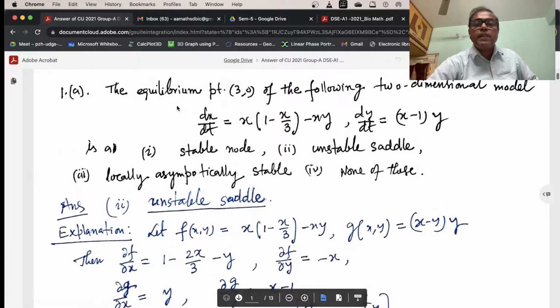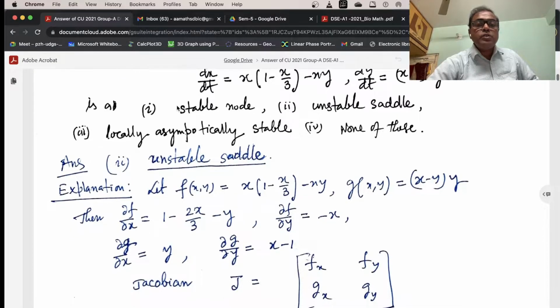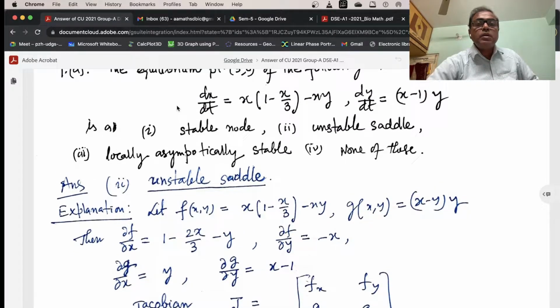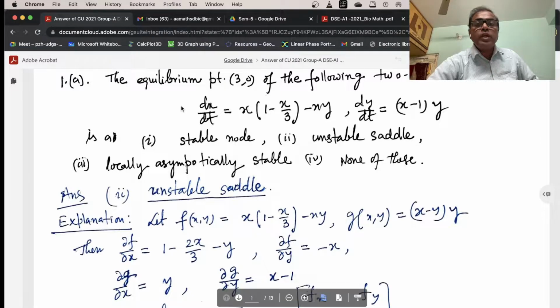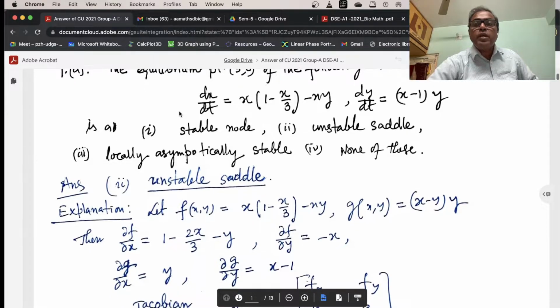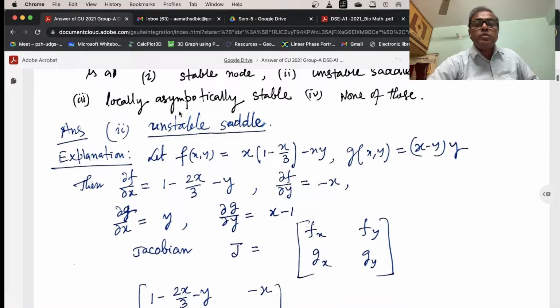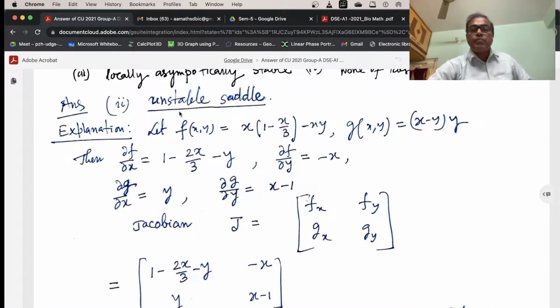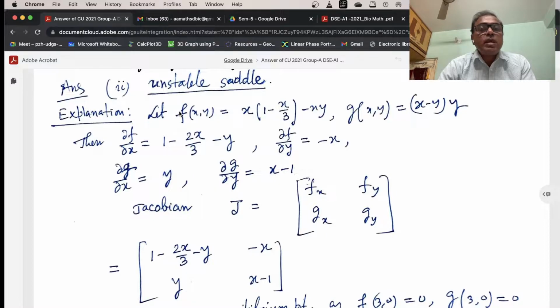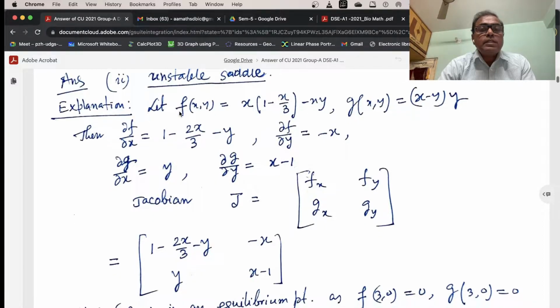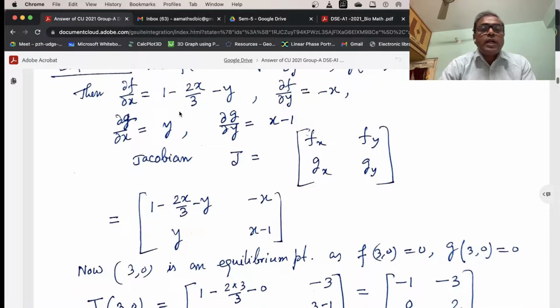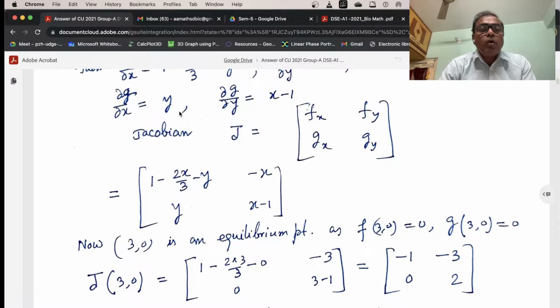So the answer is unstable node, because first we suppose dx/dt = f(x,y) and dy/dt = g(x,y). So f(x,y) = x(1 - x/3) - xy and g(x,y) = (x - y)y. So del f/del x, del f/del y, del g/del x, del g/del y, and so the Jacobian J = [fx fy; gx gy], and compute the Jacobian.